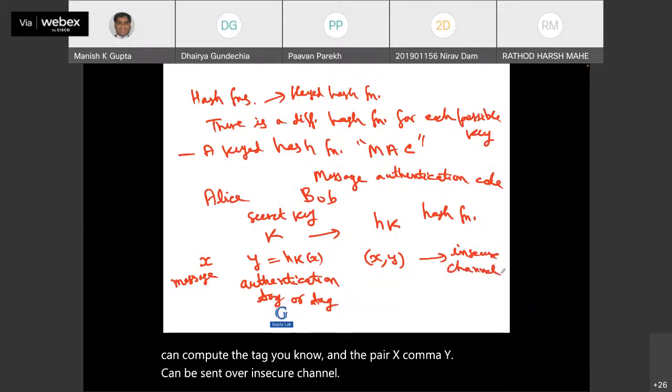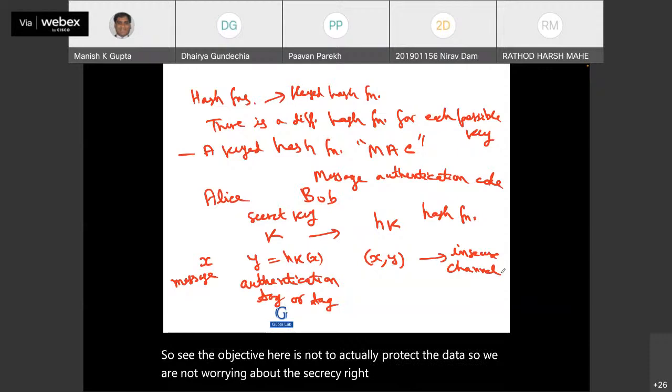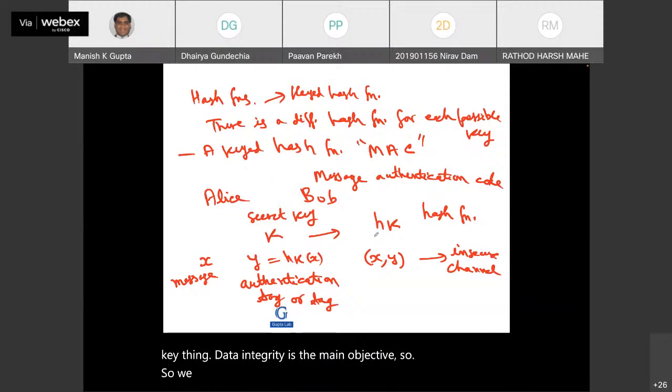The objective here is not to actually protect the data, so we are not worrying about secrecy right now. We are worrying that the data has not been changed by anyone. That is our key thing: data integrity is the main objective. Sometimes we can also have encrypted x and the tag, so that both things are secure.